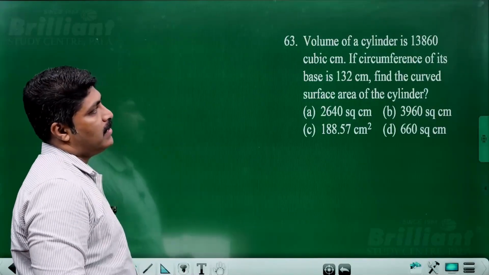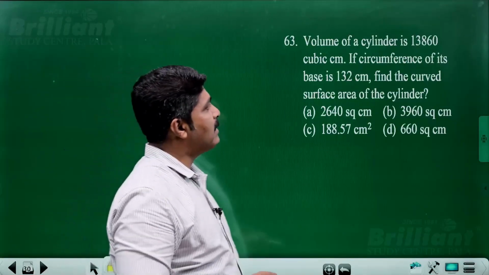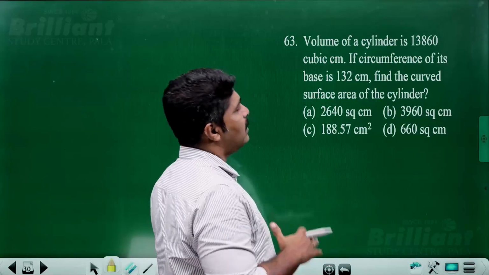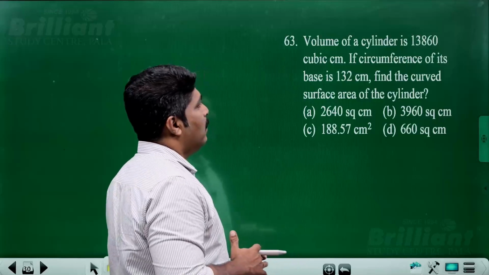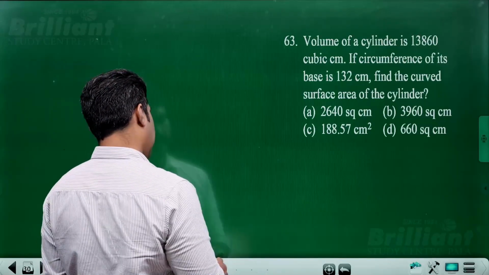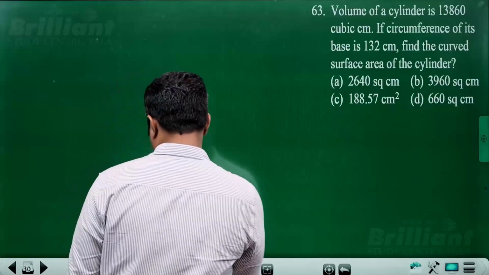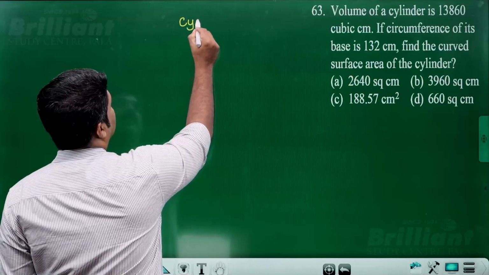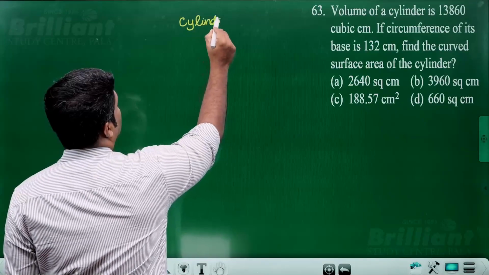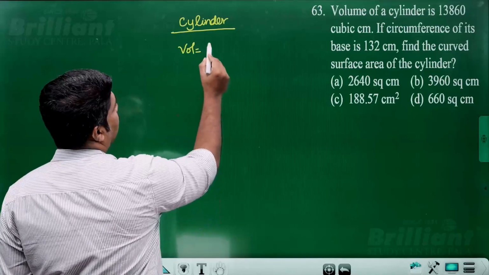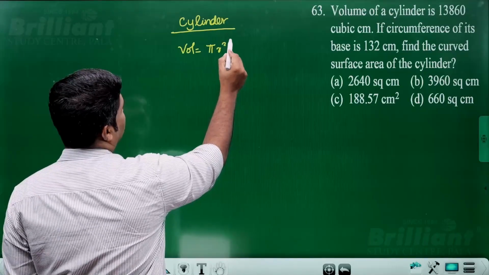Volume of a cylinder is 13860 cubic centimeter. If the circumference of its base is 132, find the curved surface area of the cylinder. Here, understand the results properly. First of all, if you are considering a cylinder, what is volume? Volume is pi r square h.